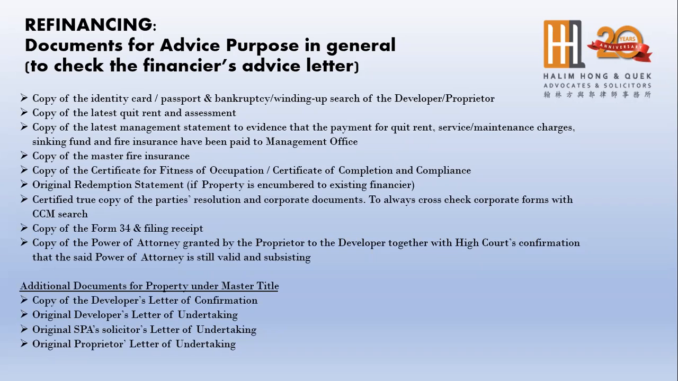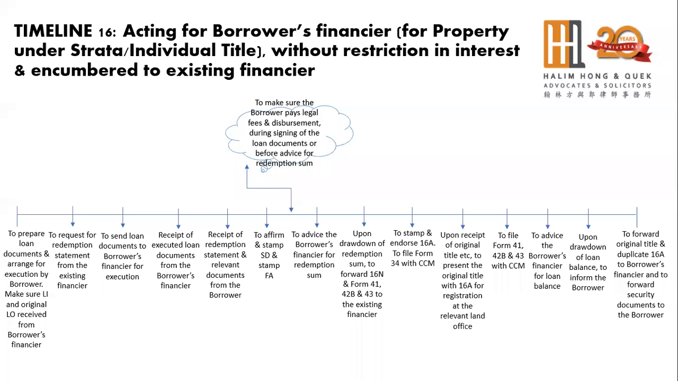Refinancing. General documents like identity card, bankruptcy search, current assessment. These are the documents required for advice. But remember, you always need to check the advice letter. Different banks have different requirements. Okay, actually this one is for refinancing timeline. There's no time limit, so you won't see these 3 months on top. But just make sure that for refinancing case, you complete within 1 to 2 months' time. Okay. So you can go through, it's actually the same as when you act for the purchaser's bank.